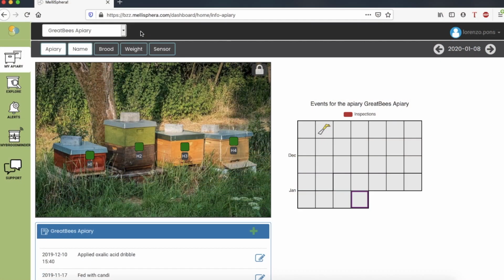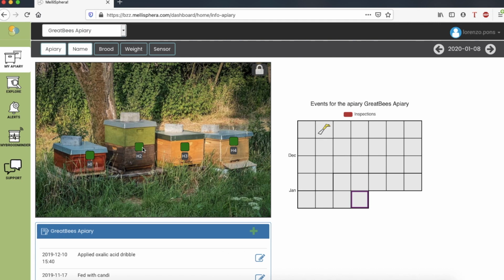Okay, this is the general interface of Mellisphera. We have a list of apiaries here and 5 different spaces to play with. This is one of my apiaries with 4 hives, and I see that the last thing I did here is applying oxalic acid in December.